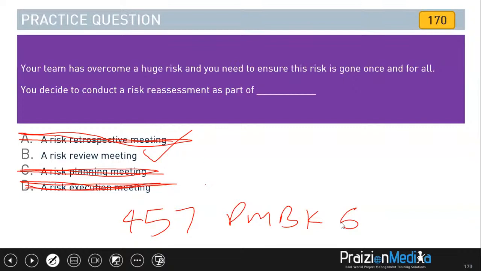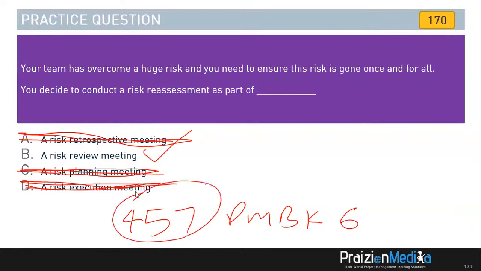Risk reviews may also result in identification of new individual project risks, including secondary risks that arise from agreed upon risk responses, risk reassessment of current risks, the closing of risks that are outdated, issues that have arisen as a result of risks that have occurred, and identification of lessons to be learned for implementation in ongoing phases in the project or in similar projects in the future. So a bit of a mouthful, but go on and check out page 457 in the PMBOK Guide, 6th edition.